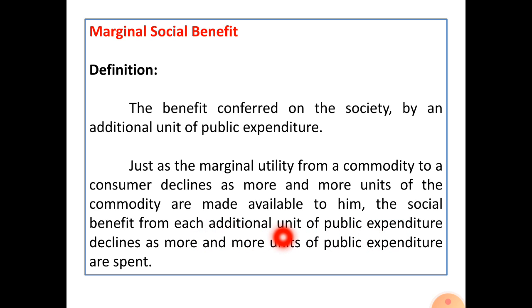Coming to the social benefit: the social benefit from each additional unit of public expenditure declines. Whenever the government spends more and more money on different welfare development activities, the society, the total group of people, will get the benefit from those activities, but will get a decline in their benefit. Additionally, they will get less benefit.